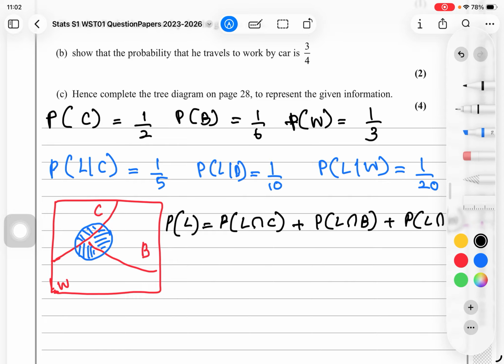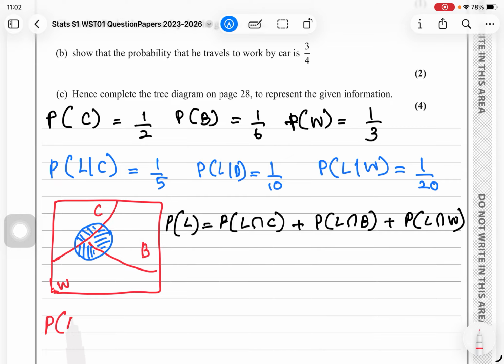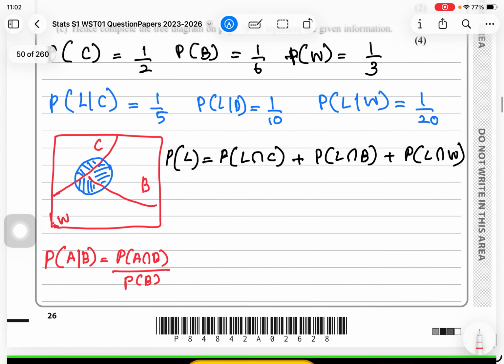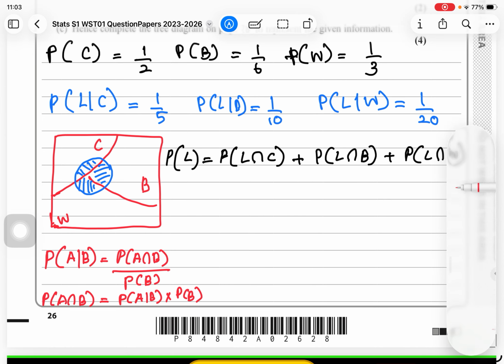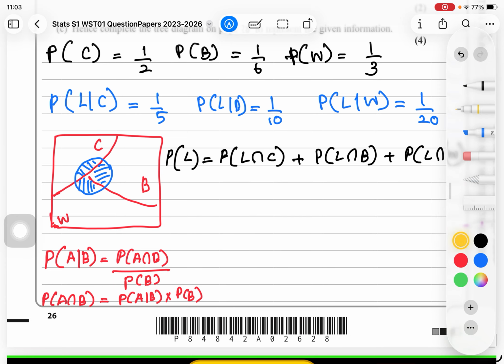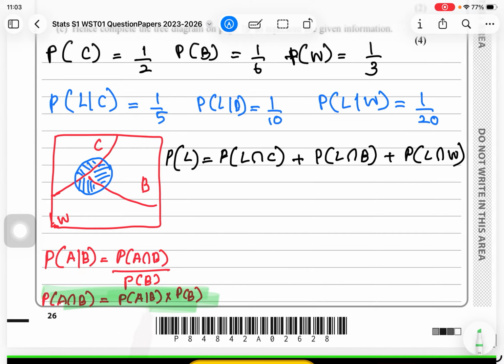When we calculate this, we know that the probability of A given B gives you the probability of A intersection B divided by the probability of B. So if we want the probability of A intersection B, we have the probability of A given B times P(B). This is the theory part.